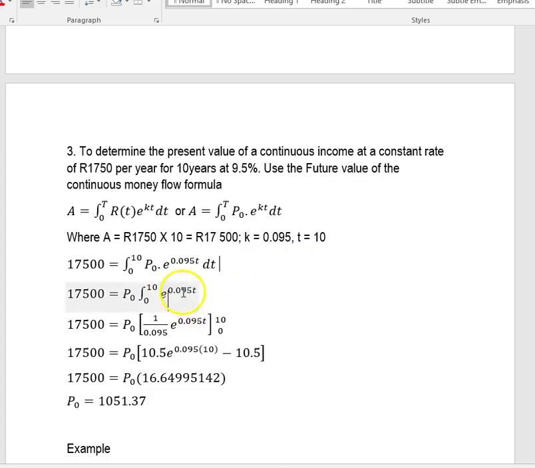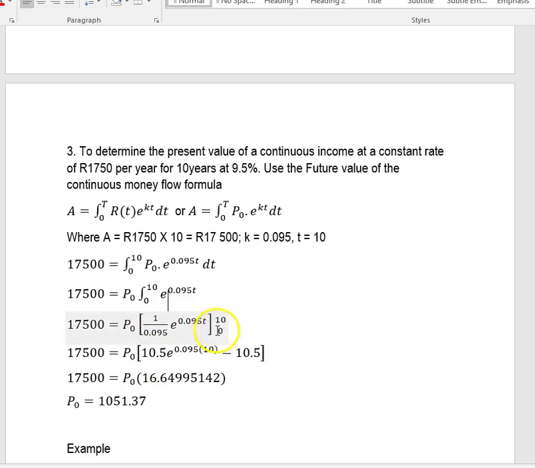Now, so it means that is that, and then don't forget how to integrate your exponential. You differentiate the power, it gives you 0.095, you divide by 0.095. Okay, and then after that you substitute 10 for t. Okay, and you divide 1 by 0.095, it gives you 10.5.